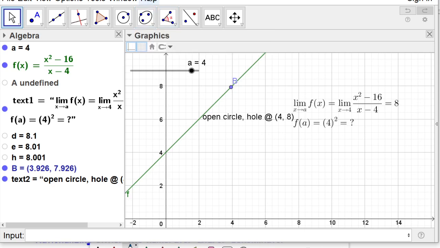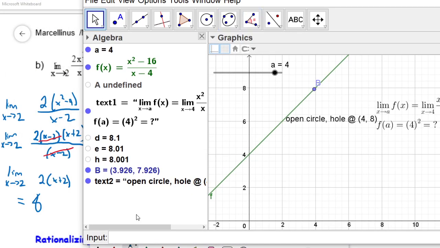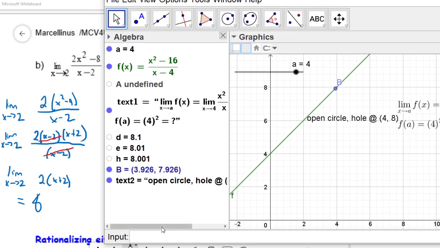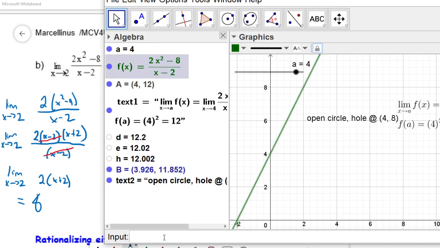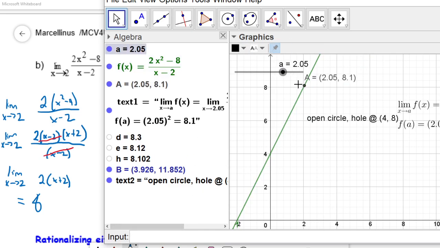Again, it doesn't hurt to take a second to draw it and double check. But let's just change our function here. So f of x is equal to 2x squared minus 8 divided by x minus 2. That's what the function looks like. And if I make my a value equal to 2, notice the function does not exist, but the limit does exist, and the limit is 8. So I'm done.